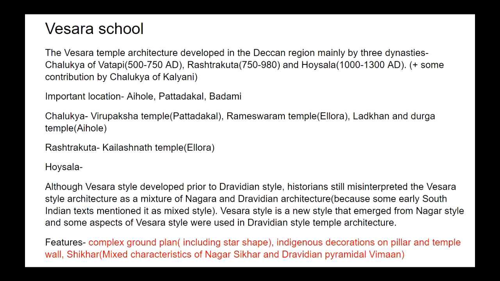So, in unique feature, in mains, sometimes they ask to write unique feature of Vesara style temple architecture, how it is unique from Nagar style and Dravidian style. So in that you can write complex ground plan, then indigenous decoration on pillar and temple wall, and you can find that although Sikhar was not completely unique, it was a mixed feature of Nagar and Dravidian, but it evolved earlier than Dravidian style. So you can write in unique feature.